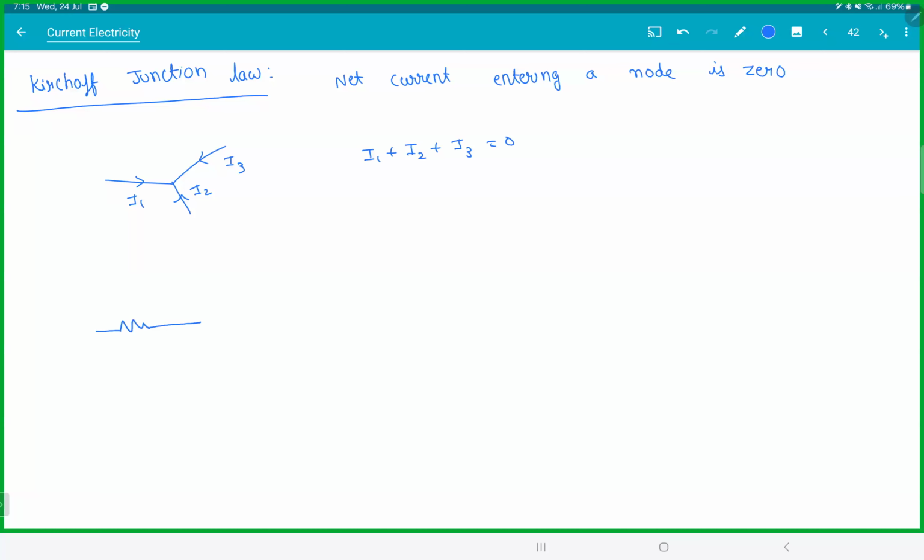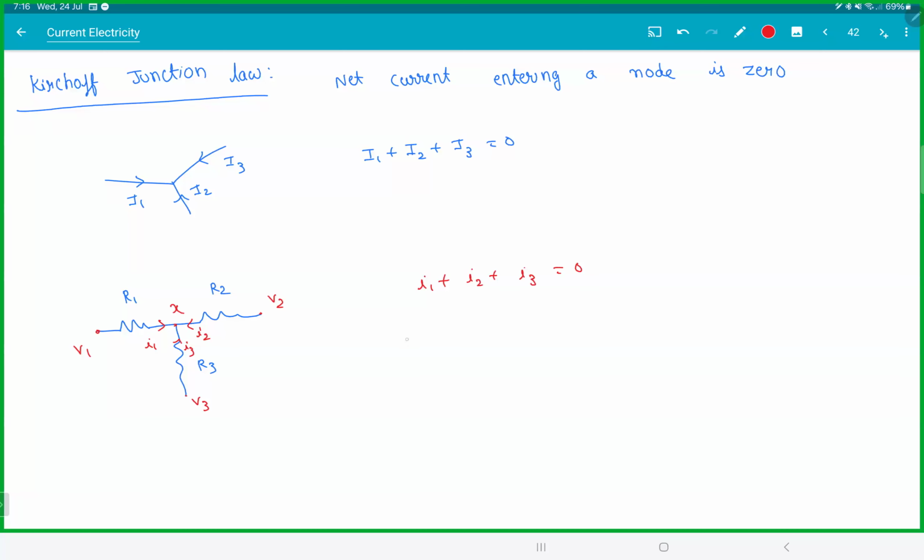So if you have a resistor, R1, R2, R3. If this is V1, this is X, this is V2, and this is V3. I'll assume current is entering the node. You can take away also. Remember, current always goes from higher to lower potential. Then I1 plus I2 plus I3 is 0.